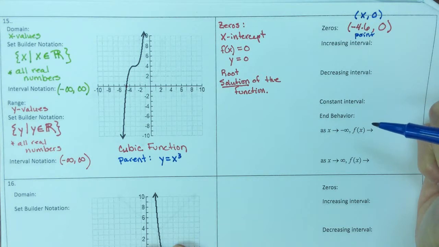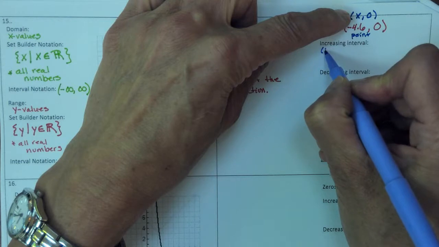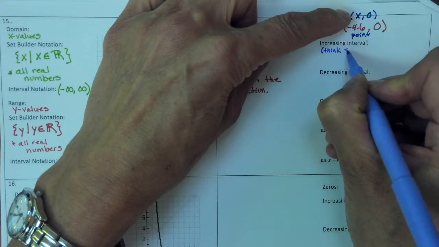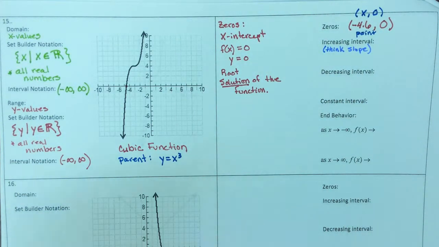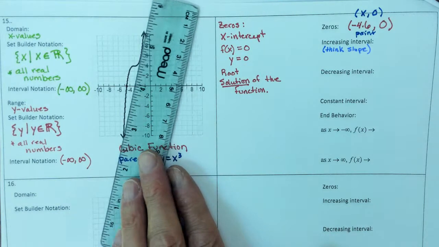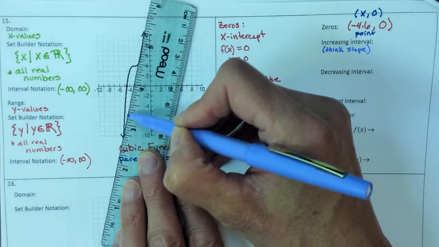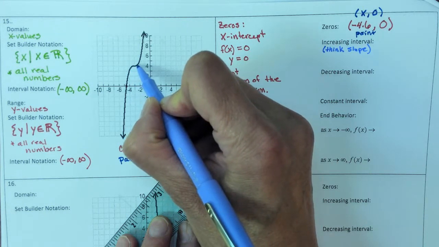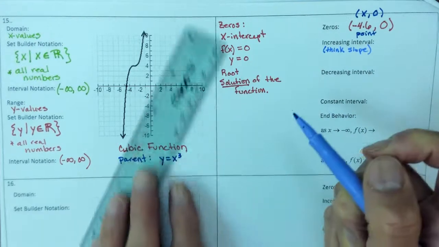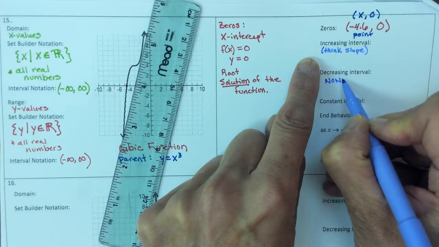So increasing intervals, how can I tell if it's increasing? What I want you to do is think slope. So I'm just going to write this down. Think slope. It's not technically a slope, but let's think about slope. If I take my ruler and I go from end to end of that function, from here to here, that's always a positive slope. Even here, it doesn't look like it levels off, okay? So this means it's always increasing, so there is no decreasing, none.